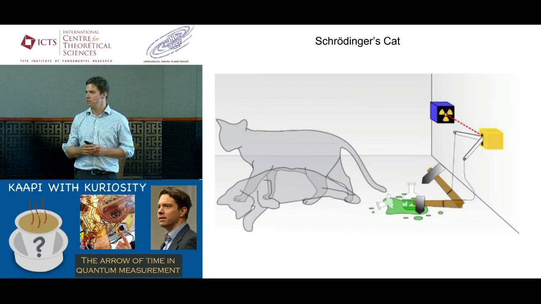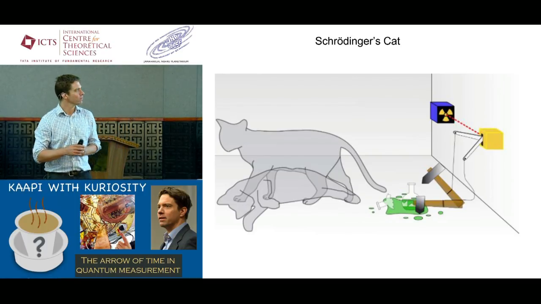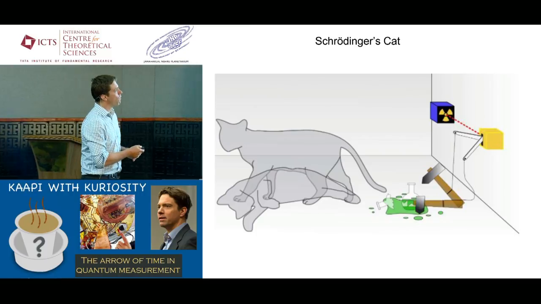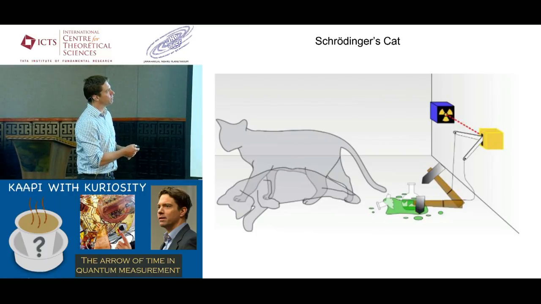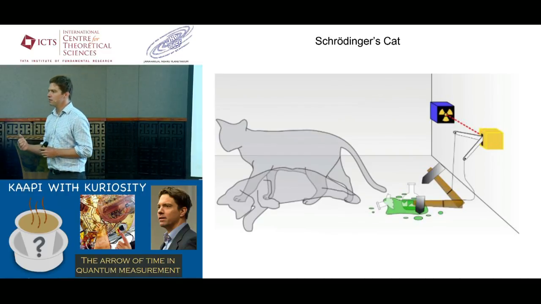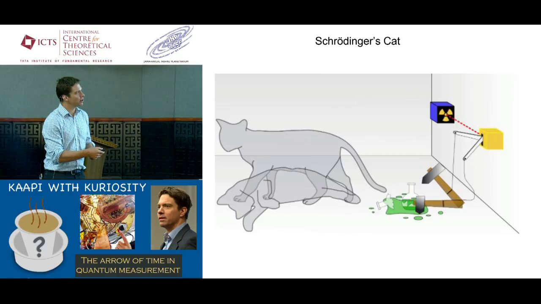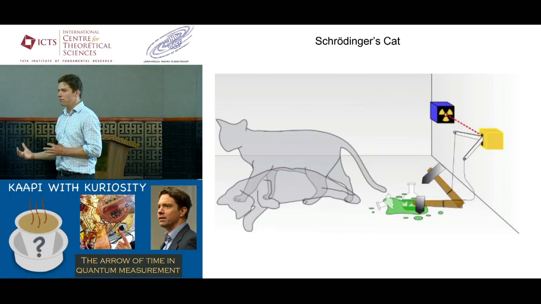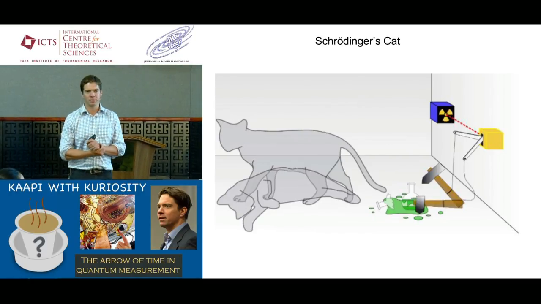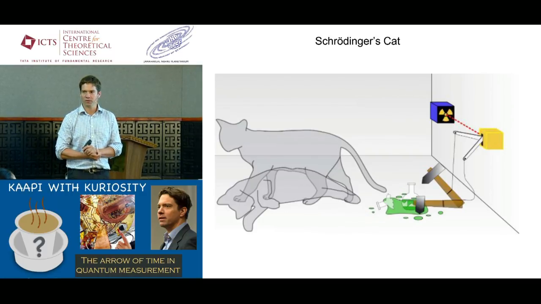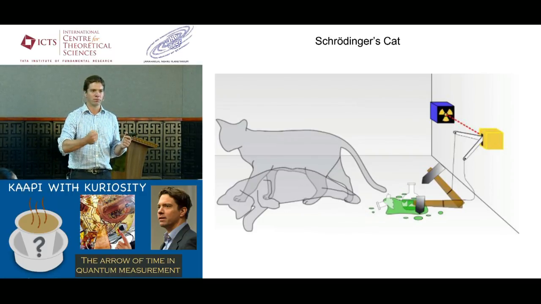It's a thought experiment many of you may have heard of. The experiment goes as such. We have a radioactive atom in this box here. If the atom decays, the emitted particle will be detected by this detector, and it will drop the hammer to smash a vial of poison that will then kill the cat that happens to be in this box. Okay? So the atom decays, the hammer drops, poison vial spills, the cat dies.